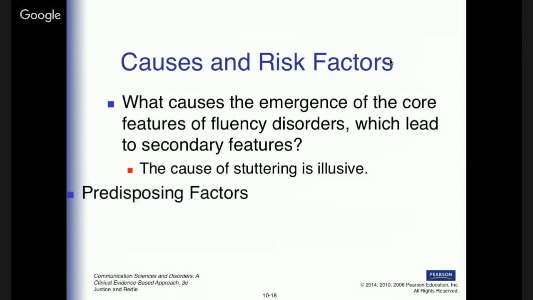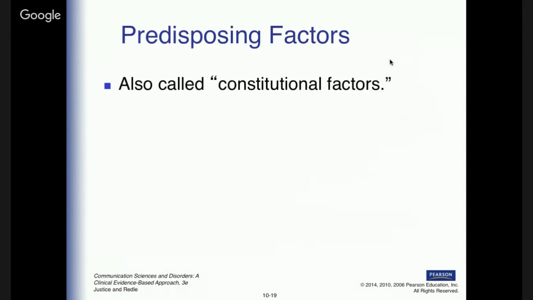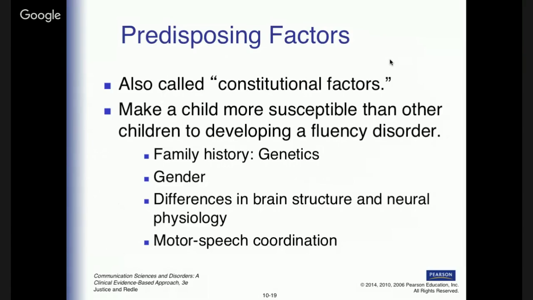We don't really know what causes stuttering, although I think we kind of do know what causes stuttering. We've got predisposing factors and precipitating factors. Predisposing factors are also called constitutional factors, and these are the things that make a child more susceptible than other children to develop a fluency disorder. The biggie is just going to be genetic. So about 70% of the time, this is a straight genetic neurological disorder where it's just handed down in families. Males are much more likely to stutter than females are.